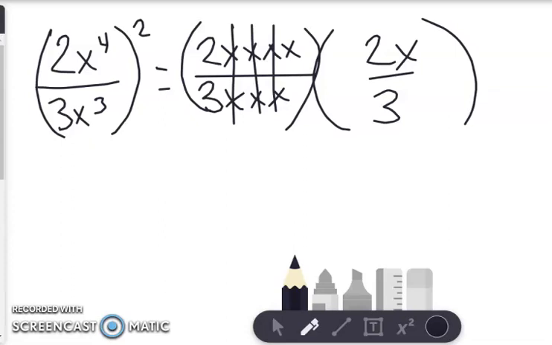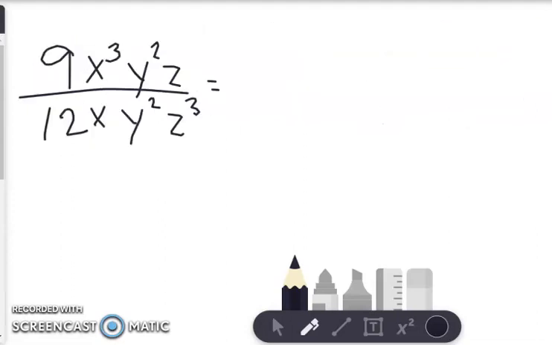All right, so if we multiply both of those two groups together, we would have on the top 4x squared. And then on the bottom, 3 times 3 would be 9. And that would be the final answer.